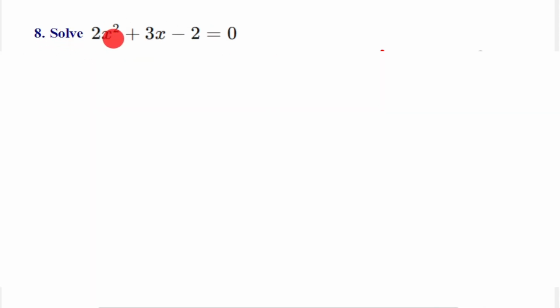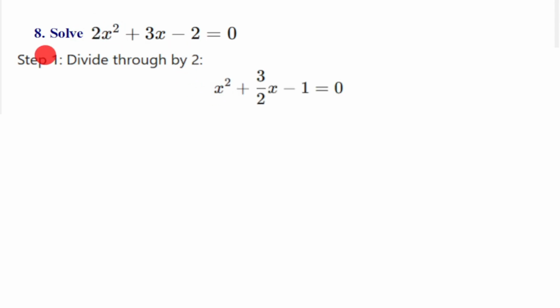8. Solve 2x² + 3x − 2 = 0. Step 1, divide through by 2. When we solve by completing the square method, the coefficient of x² must be 1. That's why we divide. So when we divide all of them by 2, we get x² + (3/2)x − 1 = 0. Now the constant is −1. When we move it to the right, we get 1.